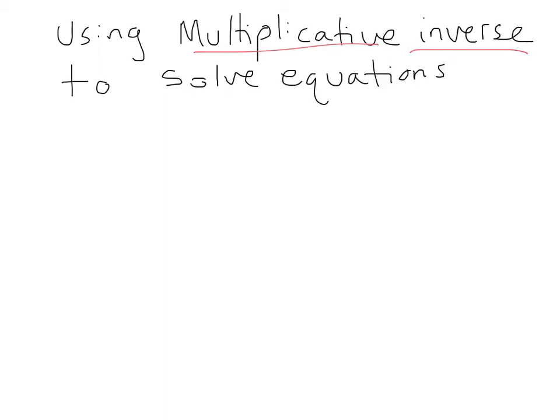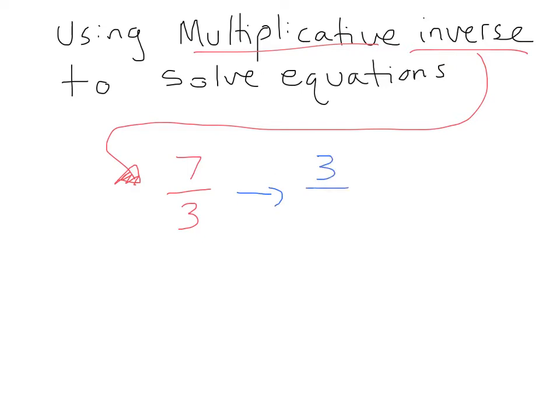So here we go. We're looking at multiplicative inverses and using those to help us solve equations. Well, what is a multiplicative inverse? A multiplicative inverse is simply a number's reciprocal. So if you have the fraction 7/3, its multiplicative inverse would be the reciprocal, or the flipped version of the fraction. So flip the fraction, that's how you find the multiplicative inverse.